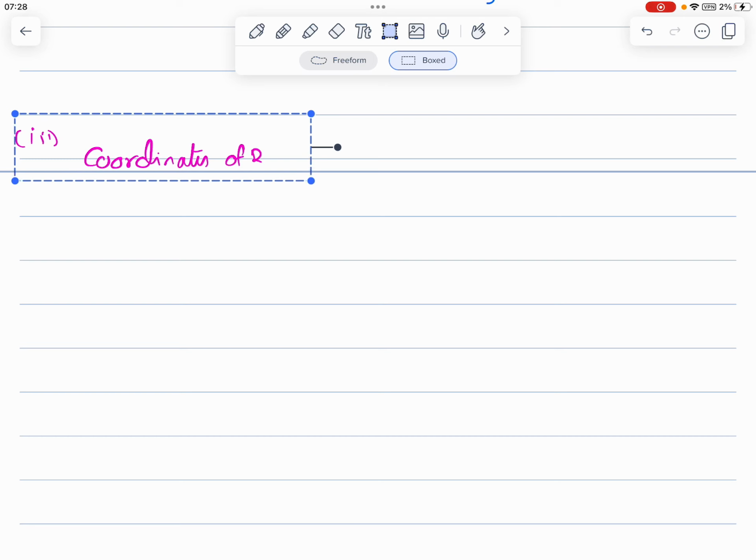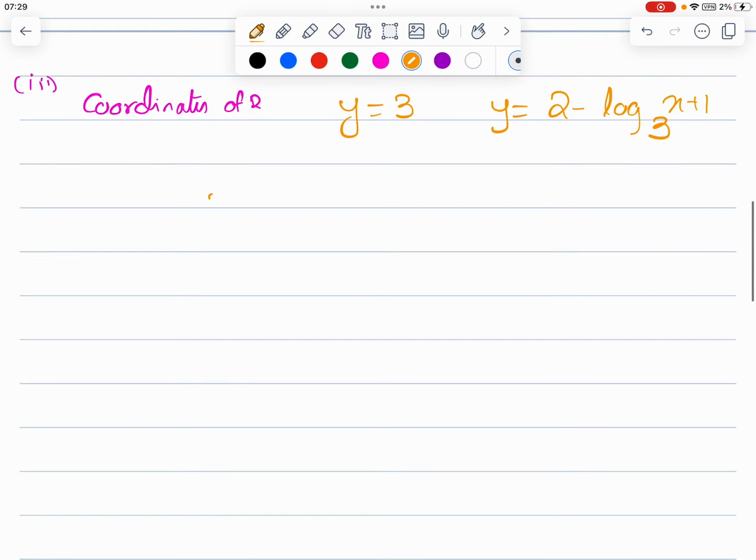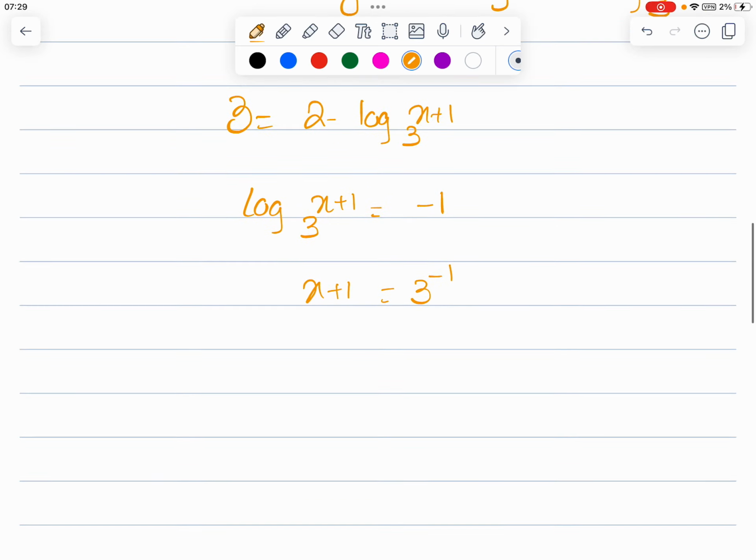And the next part, the coordinates of R. For finding the coordinates of R, it is the point of intersection of the line y equals 3 and y equals 2 minus log of x plus 1 to the base 3. So both are equal. So 3 equals 2 minus log of x plus 1 to the base 3. So log of x plus 1 to the base 3 equals negative 1. So x plus 1 equals 3 power negative 1. So from there, x equals 1 upon 3 minus 1, which is minus 2 upon 3. That's going to be the answer for the first question.